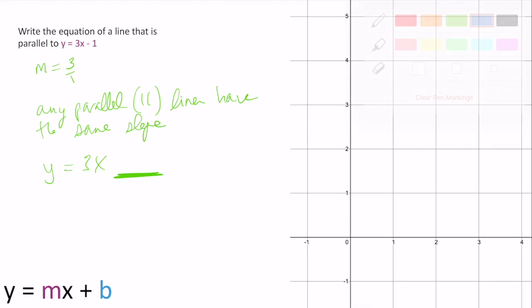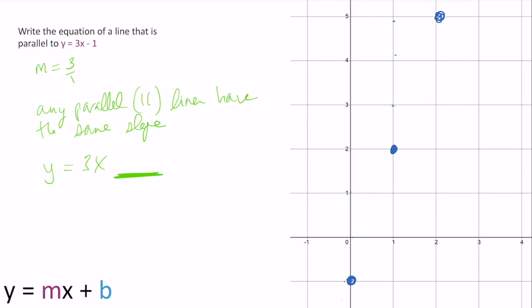What we're going to do is graph the first line they gave us first. So 3x minus 1. My y-intercept is -1, so I'm going to start there. My slope is 3. I can think of that as 3 over 1, so I'm going to go up 3 over 1. So 1, 2, 3 over 1. Remember, it's positive, so I'm going up to the right. 1, 2, 3 over 1. Okay, so that's our original line.